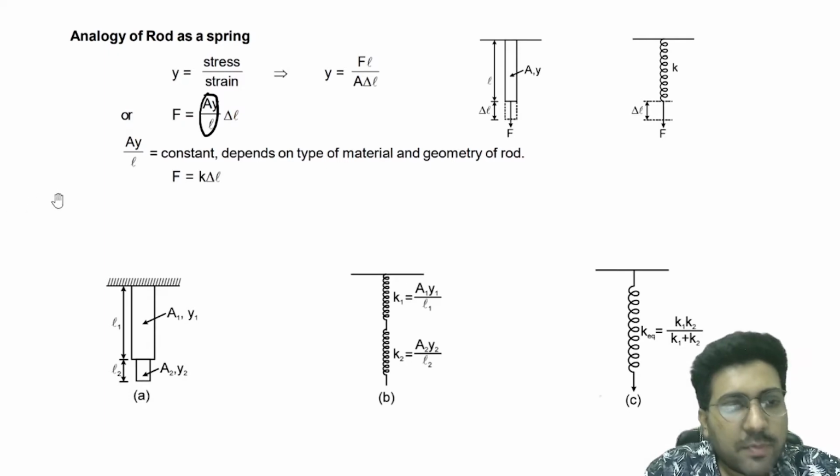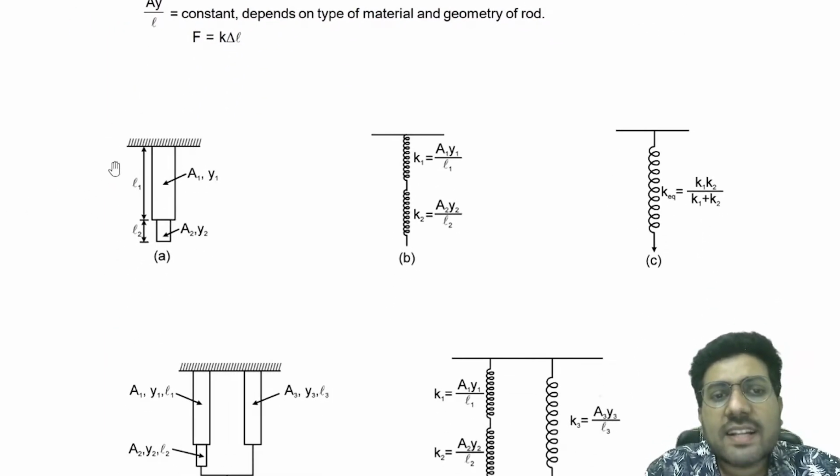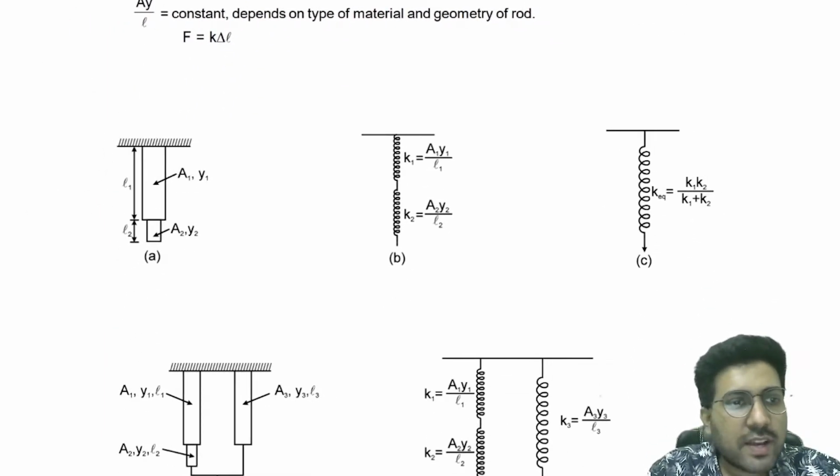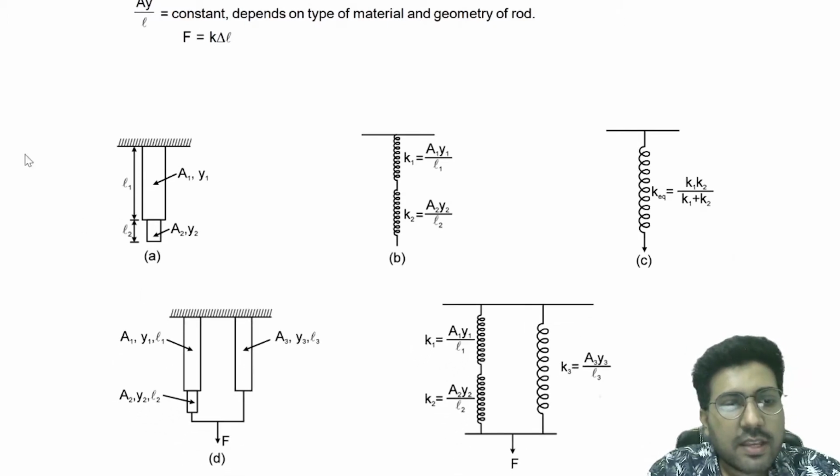Okay, so suppose you are asked to find K equivalent. So if you are asked to find K equivalent, what will you say? See, here you have two rods. You just make it like two springs, and these two springs are in series. You know that in series K equivalent is K1 K2 by K1 plus K2. If you want to write K1, then K1 will be equal to, see, K is AY by L, right? So K1 will be equal to A1 Y1 by L1. K2 will be equal to A2 Y2 by L2.